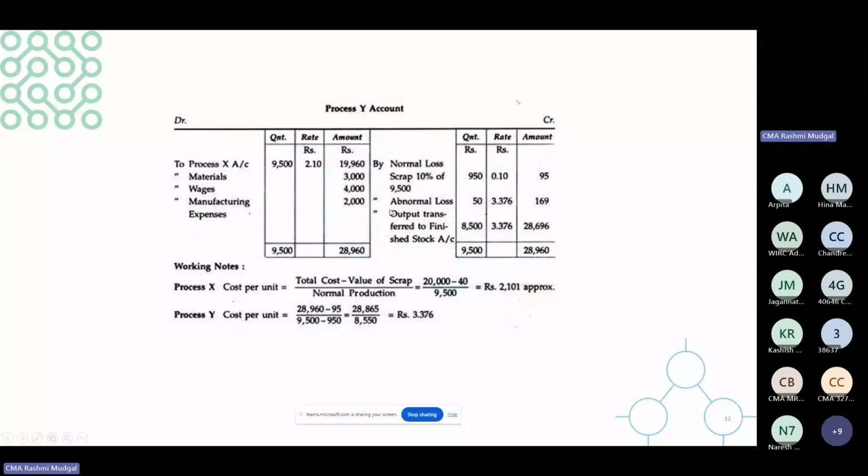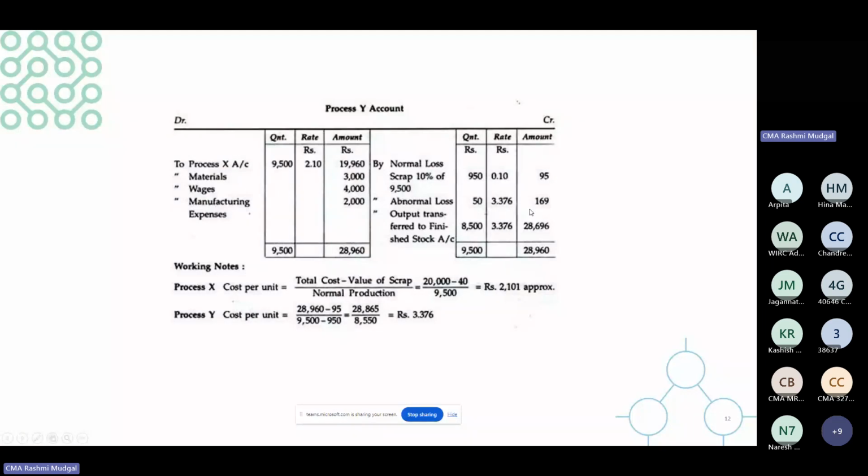Again, 950 units have been sold at the price of 0.10, as I calculated 10 rupees per 100 units, so it is 10 paisa per unit. So 950 units is 95 rupees. The abnormal loss has been given here, which is 169, and the output is 28,960 minus that, which gives me 3.30 here, which became an abnormal loss, and it is a balancing figure.